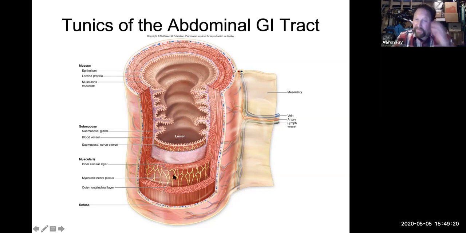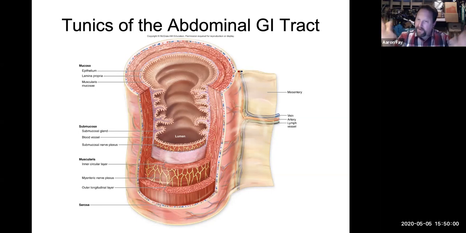Then we're going to have another layer of nerves. We're going to have a lot of nerves in our GI tract. This is called the myenteric nerve plexus. Outside of that, we're going to have another thick layer of smooth muscle. This one's called the outer longitudinal layer. So again, if this is the tube of our GI tract, when this outer layer of smooth muscle gets short, it's going to make your intestines shorter. So the inner layer of smooth muscle makes the lumen smaller. The outer longitudinal layer of smooth muscle makes the intestines shorter. These two muscle groups working together is how you're going to do peristalsis and how you're going to do segmentation.